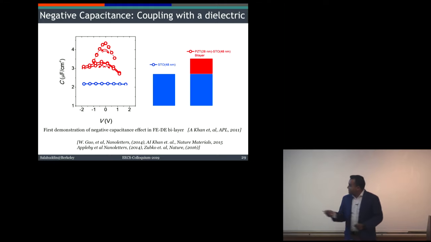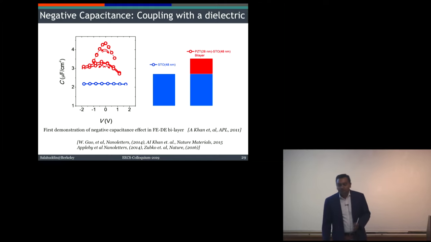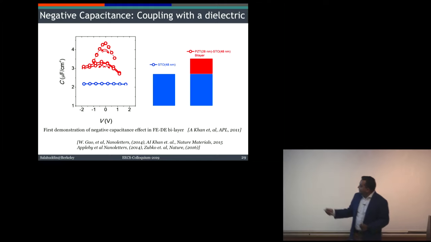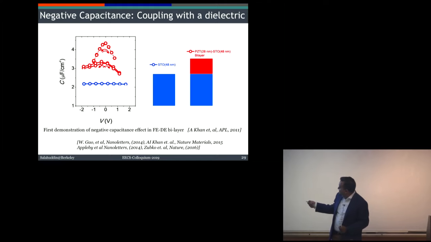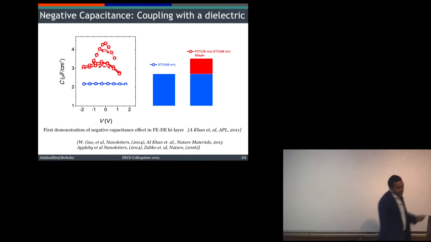So that was the first experiment we did. This is a dielectric STO, strontium titanate, and we put a PZT on top of this. So this is two capacitors in series, and actually we were able to show that the capacitance goes up. This was back in 2011, and we did a number of experiments after that. The good thing is other groups around that time started doing similar experiments and getting similar results, which made it very robust at that point.